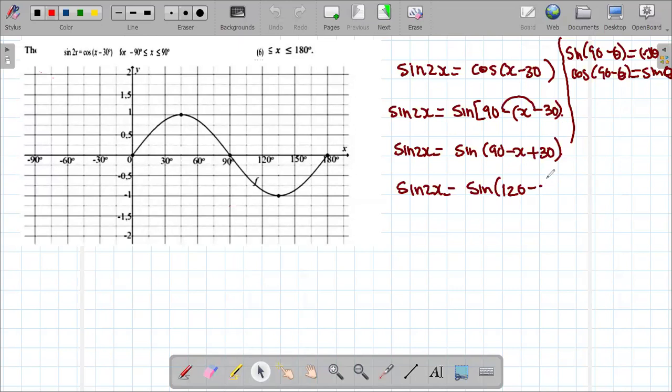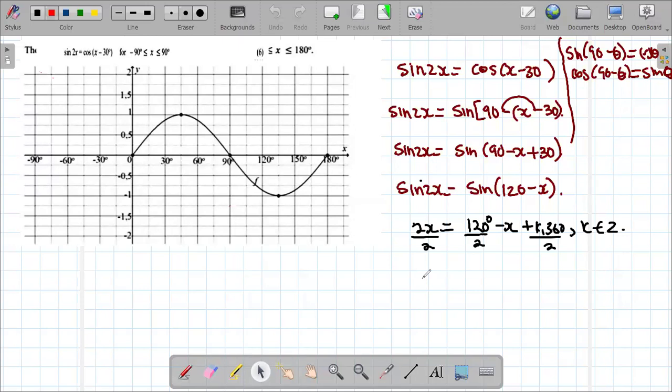So can you see that now we have sine and sine? So can we do maths? Sine 2x. Remember, sine equals sine. So can I say 2x equals 120 degrees minus x plus k times 360, where k is an element of the integers. So what are we going to do? I'm going to divide by 2 on both sides.